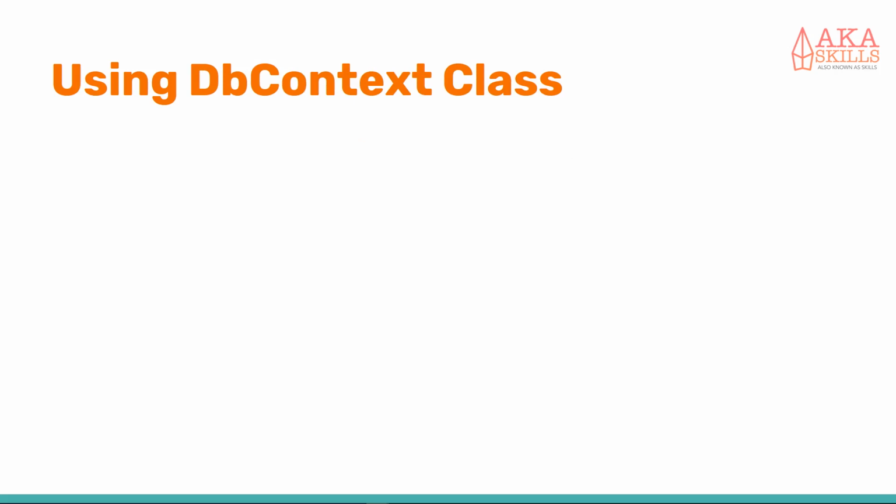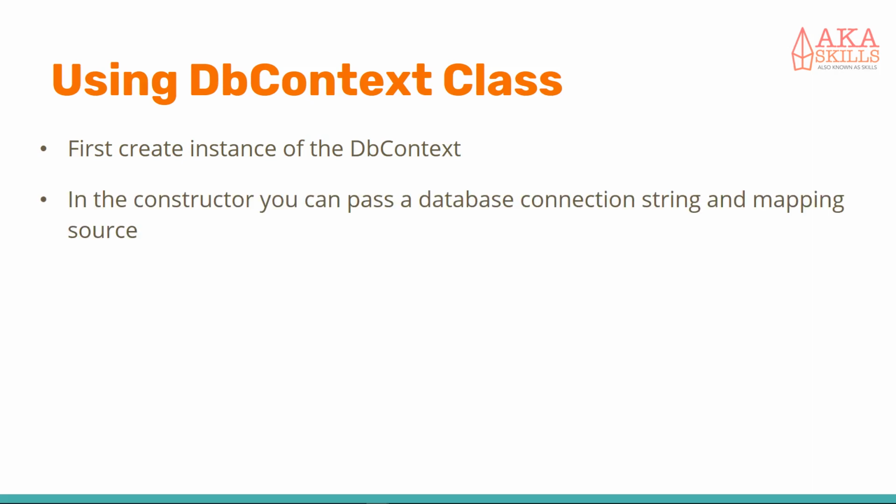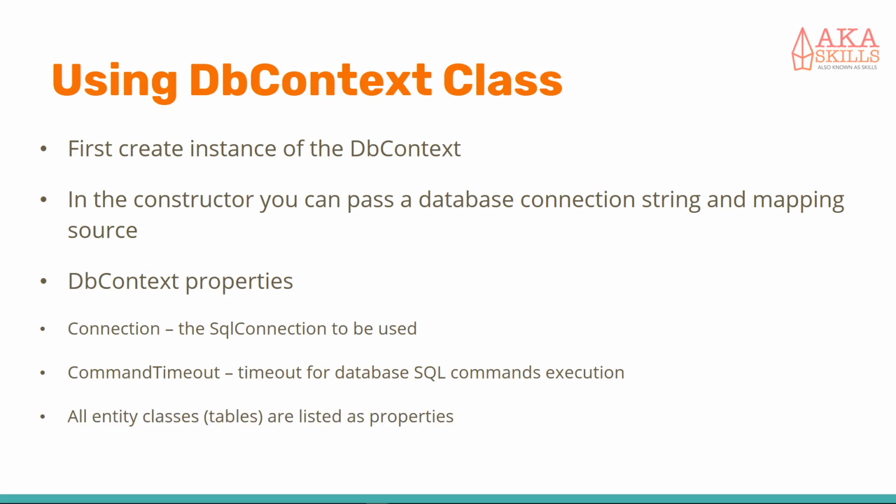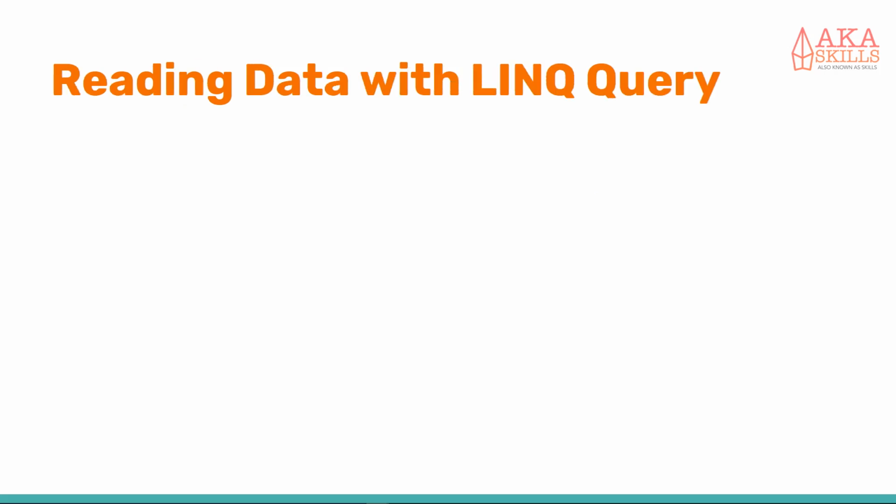So for using the DB context class, first we need to create an instance of that DB context. After that, in the constructor, we're going to pass our database connection and mapping source. What DB context properties do we have? Well, we've got Connection, which is the SQL connection to be used. We've got CommandTimeout as another property. Basically, that's the timeout for database SQL command execution. And basically all entity classes are listed as properties.